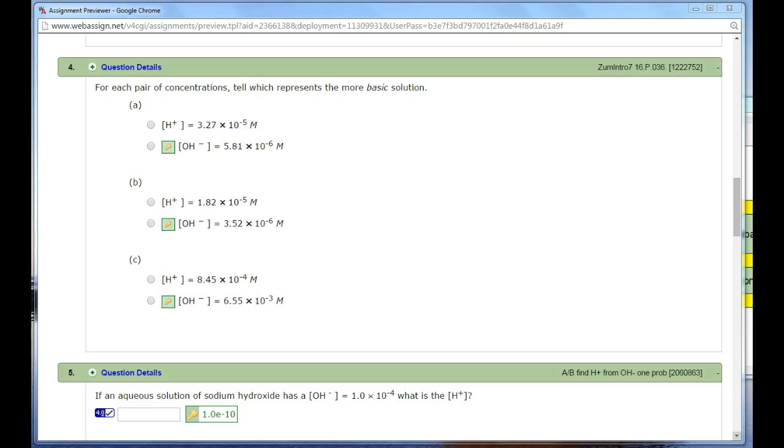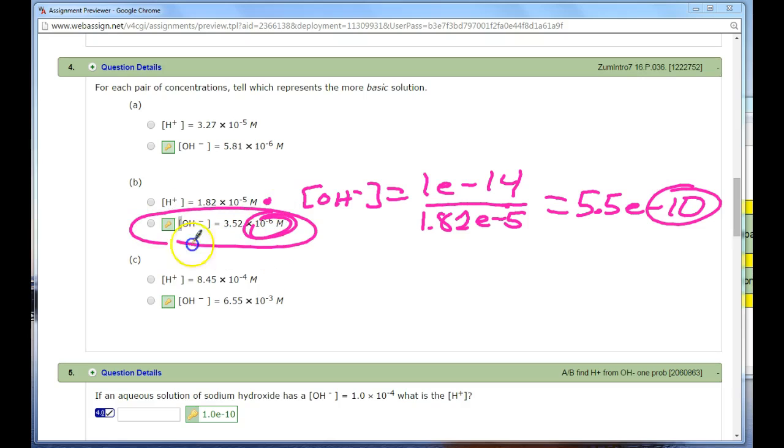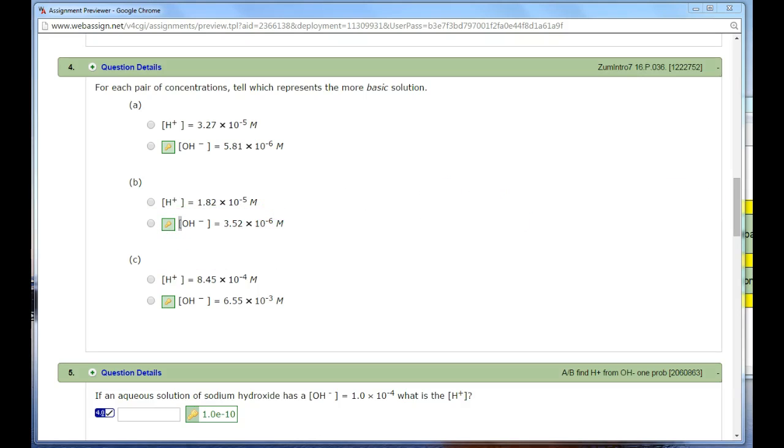Now let's look at this next one. We're looking at bases again, so we're going to convert this first one to OH minus. We would do 1e minus 14 divided by 1.82e minus 5, and we would get 5.5e minus 10. So we got a minus 10 versus a minus 6. Again, that number is bigger, so it tends to be that second one that is more basic in this case.